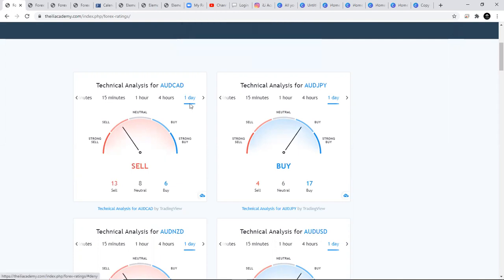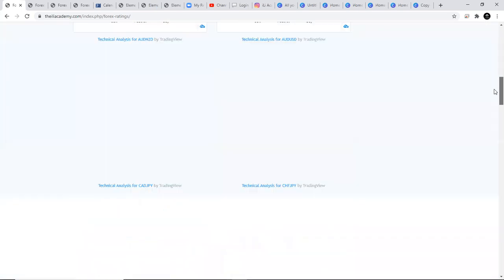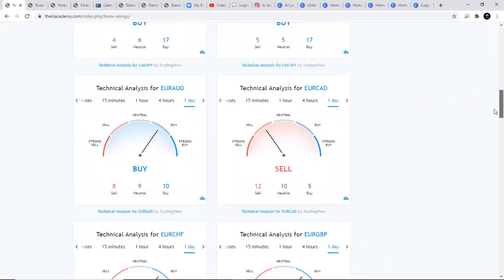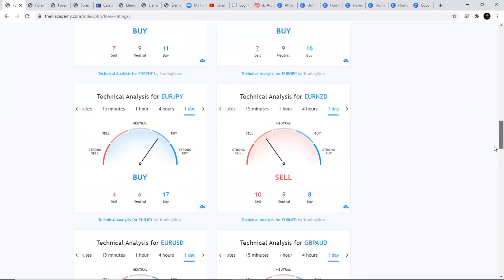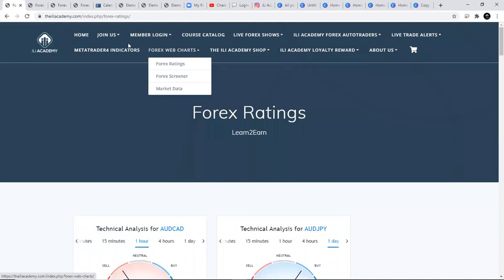Right now it's showing on a day chart, but if I go down here to a 1 hour chart, it may move just a little bit. Or go to a 15-minute chart and it may move just a little bit. It really depends on the chart time frame. I've got it for pretty much all the pairs that we trade. So you can get this right on your telephone as well with this particular page. Now, other than that, we also have the screener.